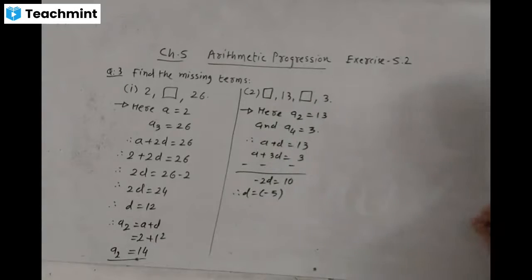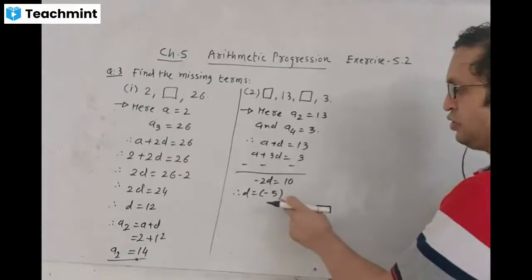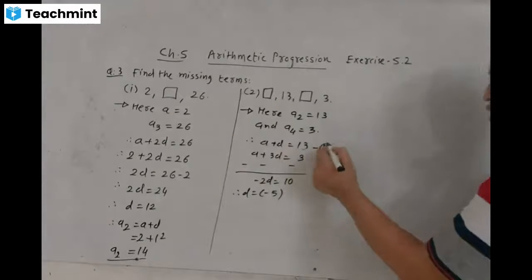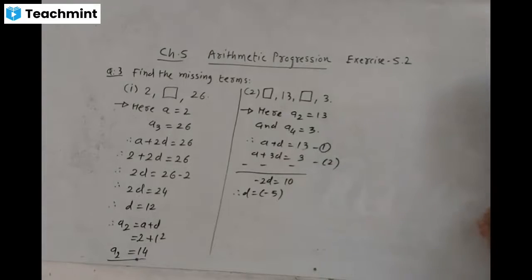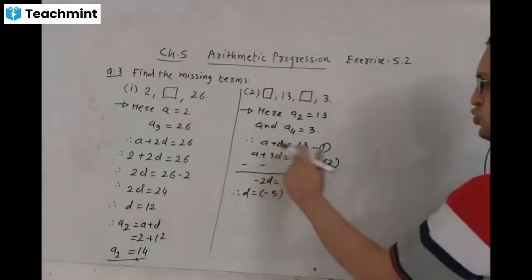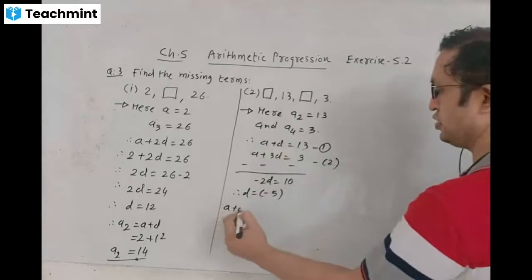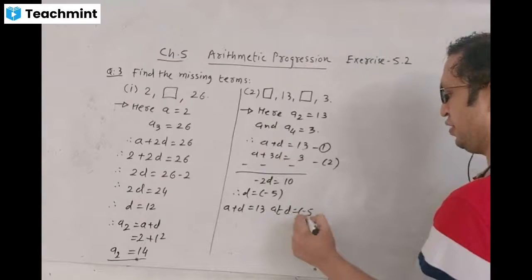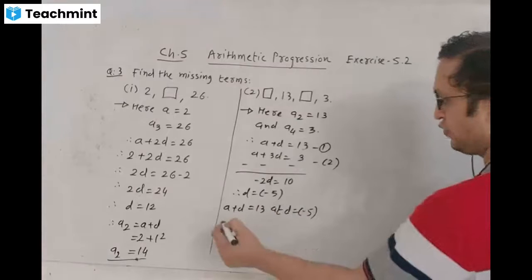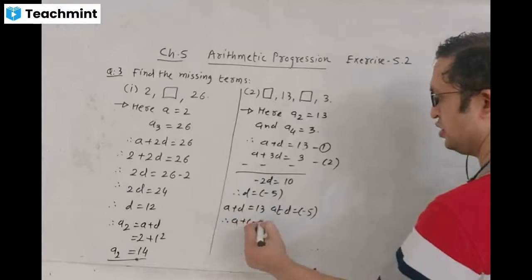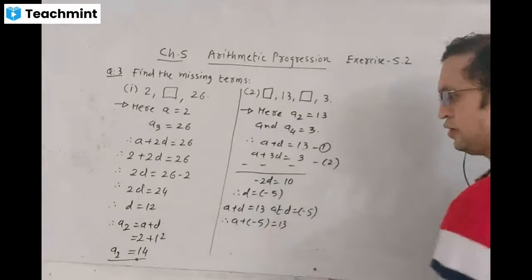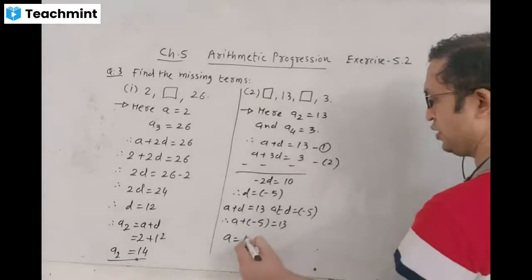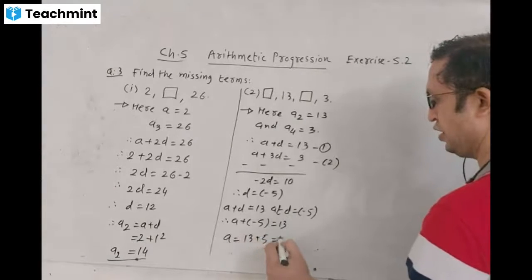First term, that is A. Put this value D is equal to minus 5 in resulting value 1. A plus D is equal to 13, at D is equal to negative 5. Therefore, A plus negative 5 is equal to 13. What is A? A is equal to 13 plus 5, and that is equal to 18.